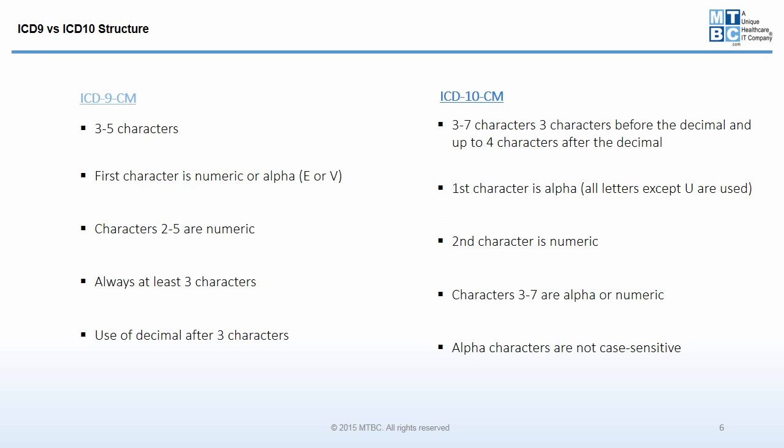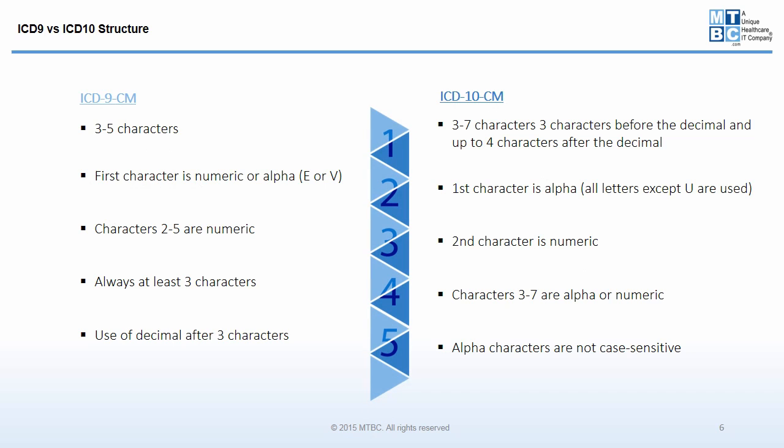Again, we have done the webinar to show you the difference between ICD-9 and ICD-10, but we will go over it again because I'm not sure who has been on the previous webinars. Currently ICD-9 has 3 to 5 characters. The only alphabetic characters currently are the E codes or the V codes. The other characters are numeric, always at least 3 characters, and then there's a decimal after the 3 characters.